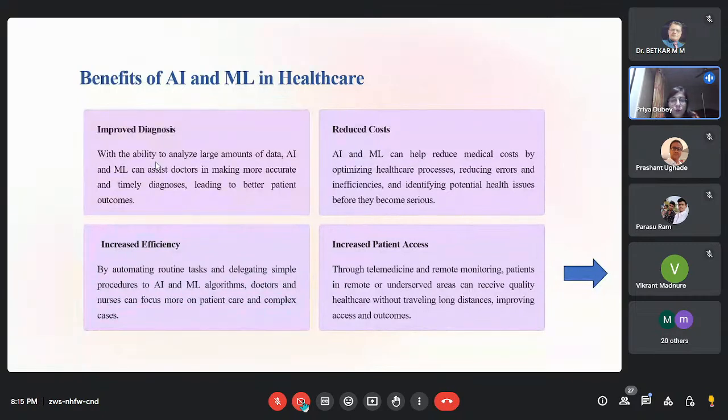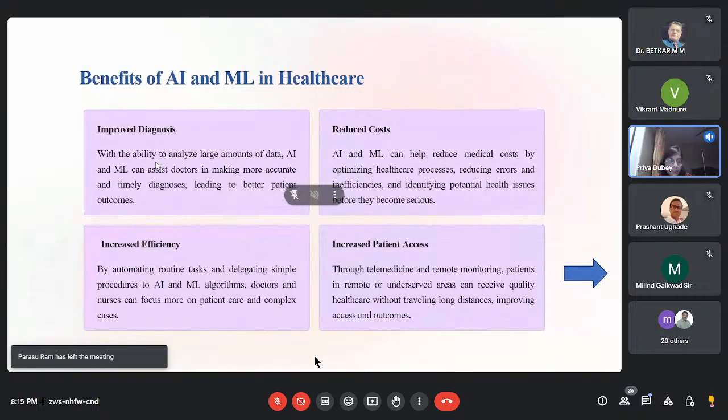Then there is reduced cost. AI and ML help in reducing the medical cost, because a person who may be suffering from a particular disease, and just through a simple blood test the data is generated that says you are not suffering from this disease, will not go for a complicated or costly test, like an MRI scan or CT scan. If a simple blood test could give him a good result that he is not suffering from this particular disease, why would he go for costly treatments? So this is how the cost is reduced.